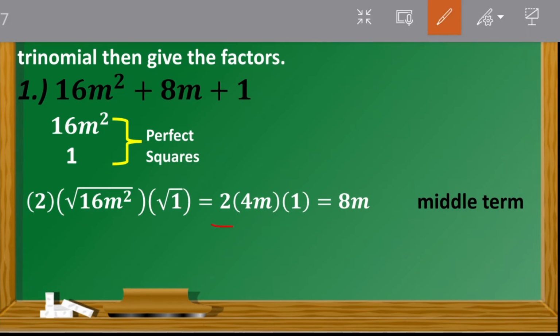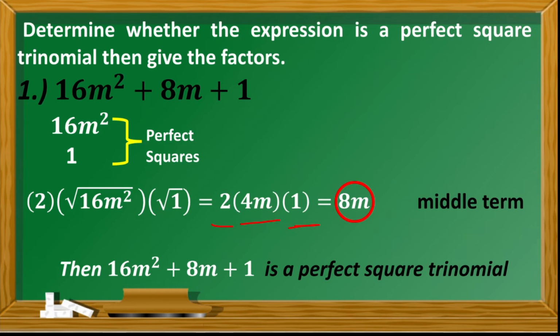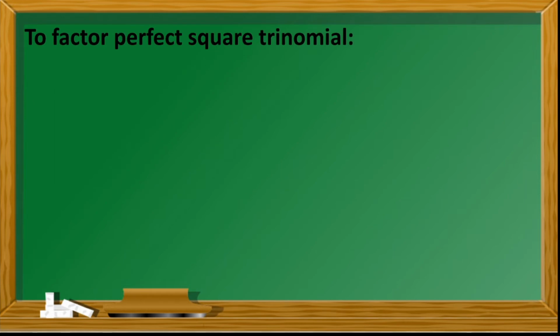So, we have 2. And then, square root of 16m squared is 4m. And square root ng 1 is 1. Then, multiply natin. 2 times 4m is 8m times 1 equals 8m, which is the middle term of the equation. Then, 16m squared plus 8m plus 1 is a perfect square trinomial dahil ang nakuha natin is yung middle term. Ngayon, pwede na natin siyang i-factor.